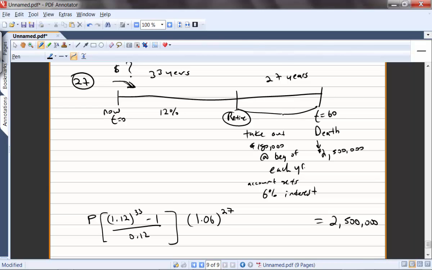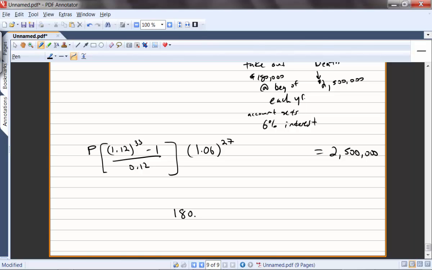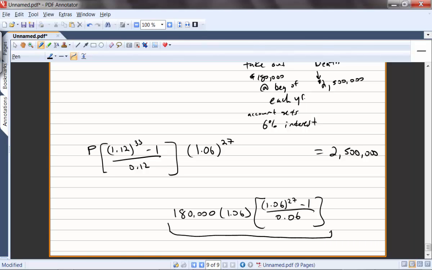But we know we do take stuff out. We take out 180,000 each year at the beginning of each year. And if we would have left this 180,000 in, it would be getting 6% interest each year. So it's like there's an annuity of 180,000, and it's annuity due, getting 6% interest every year, for 27 years. That would be the value of that annuity, but that's what we're taking out of this account. And so we subtract that.